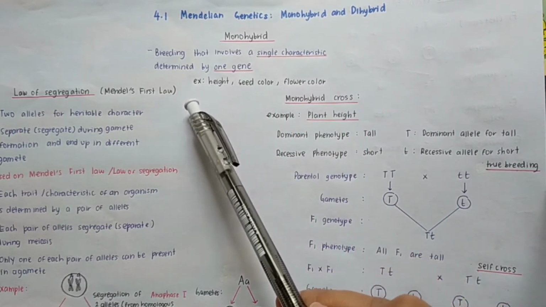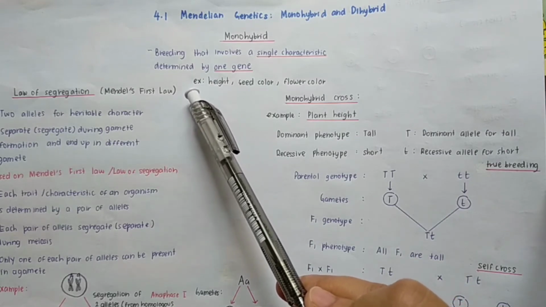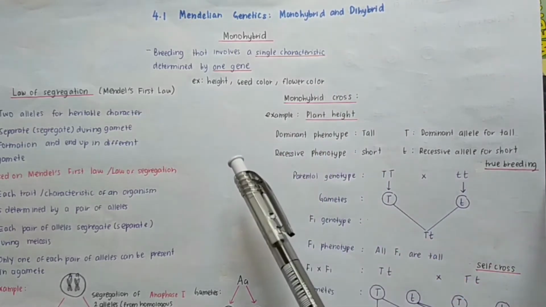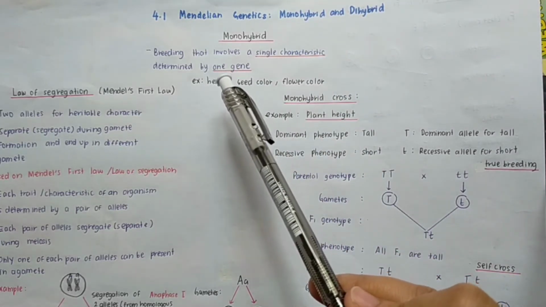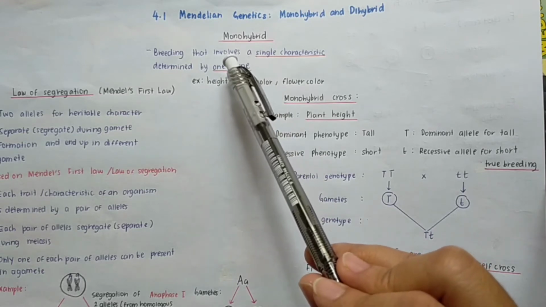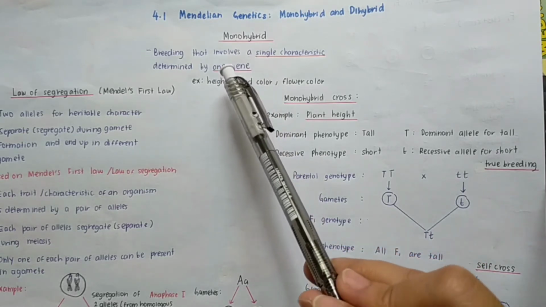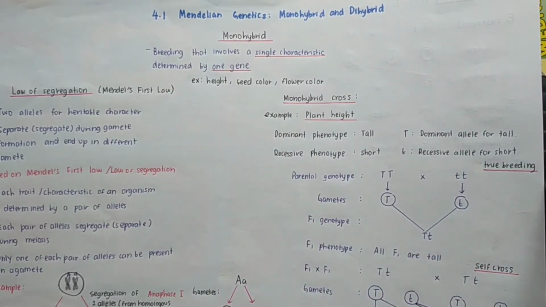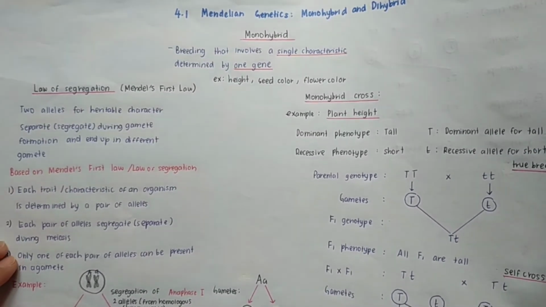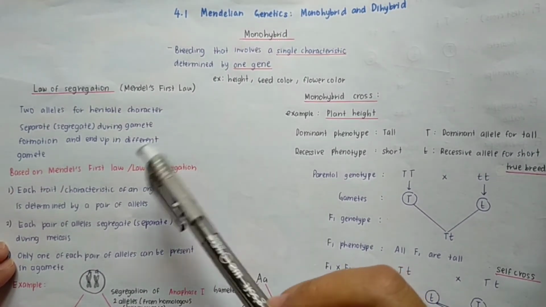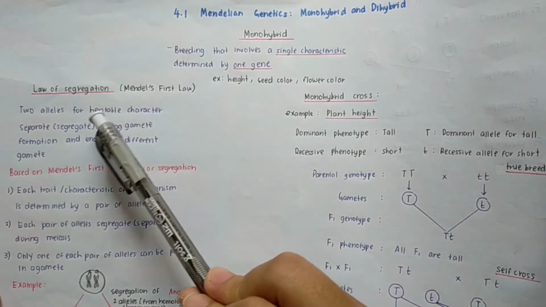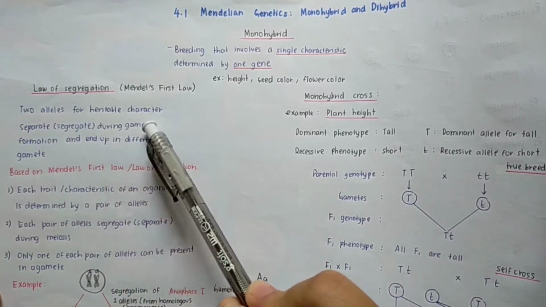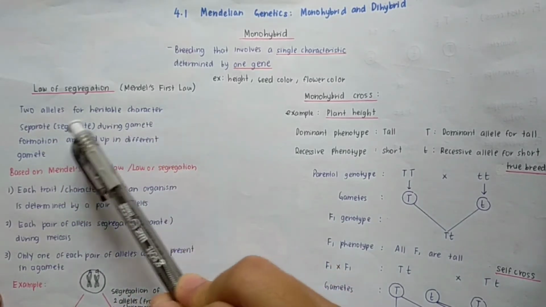So kalau kita tengok dekat sini, maybe the genes control the height, genes control the seed color and also genes that control the flower color. Tapi kalau dari segi konsepnya, monohybrid ni dia cuma akan melibatkan ataupun dia akan involve a single characteristic that is determined by one gene. So for monohybrid, you have to relate it with Mendel's first law that we call the law of segregation. So what is the law of segregation? It is that two alleles for a heritable character separate or segregate during gamete formation and end up in different gametes.